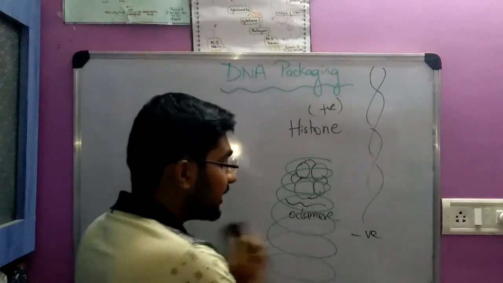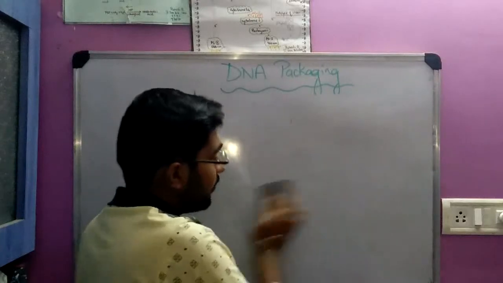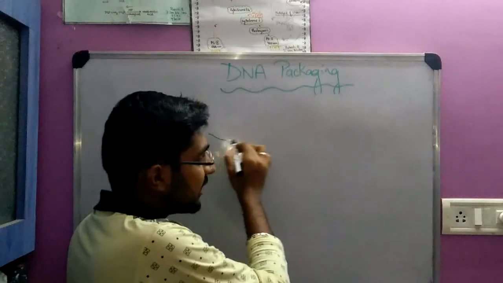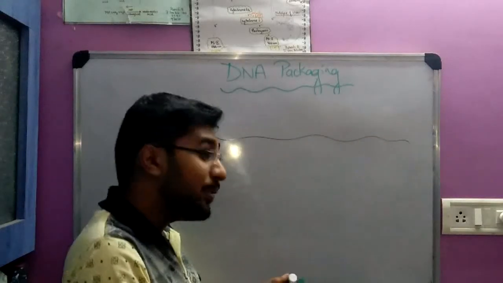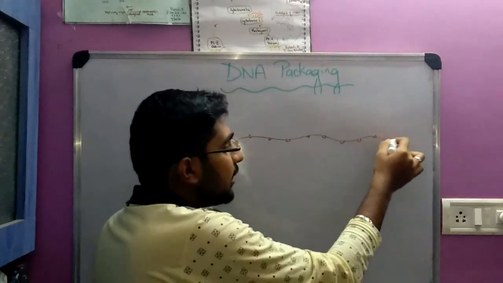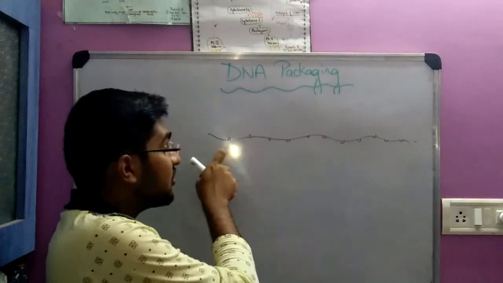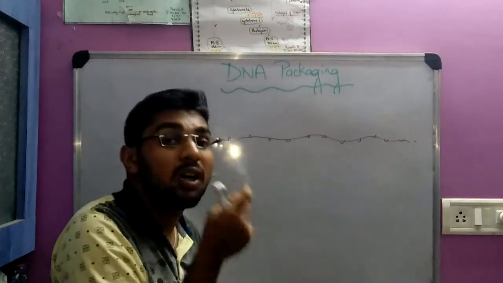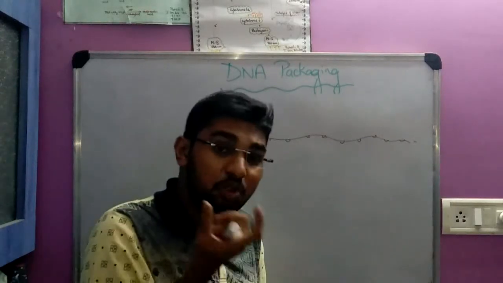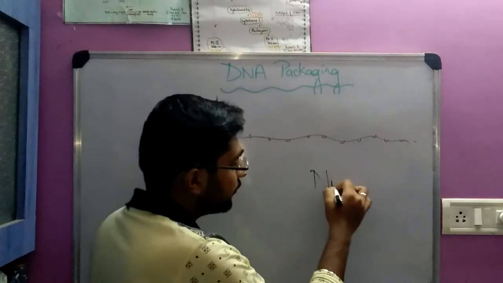When you observe this under an electron microscope, it looks like a bead on a string arrangement. Let us consider this as a string, and how the beads are arranged on it. The same way, this is the DNA strand, and this red colored bead-like thing is called an octamer unit. This is called nucleosome. It is the structural unit of DNA. It is called nucleosome.